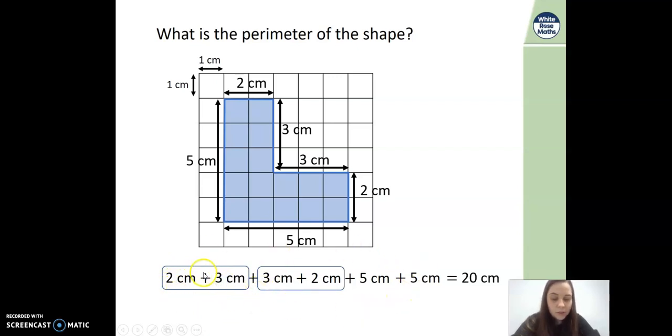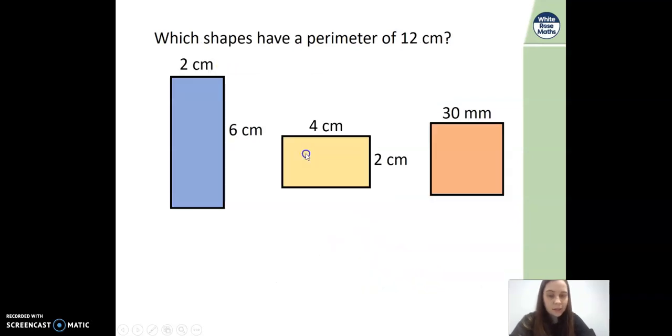So we've got 2 centimetres to 3 centimetres. Oh, sorry, is of course 5 centimetres. 3 centimetres, 2 centimetres is another 5. So we've got 5, 10, 15, and 20. So the whole perimeter of this shape is 20 centimetres. Okay, let's go on to our last problem.